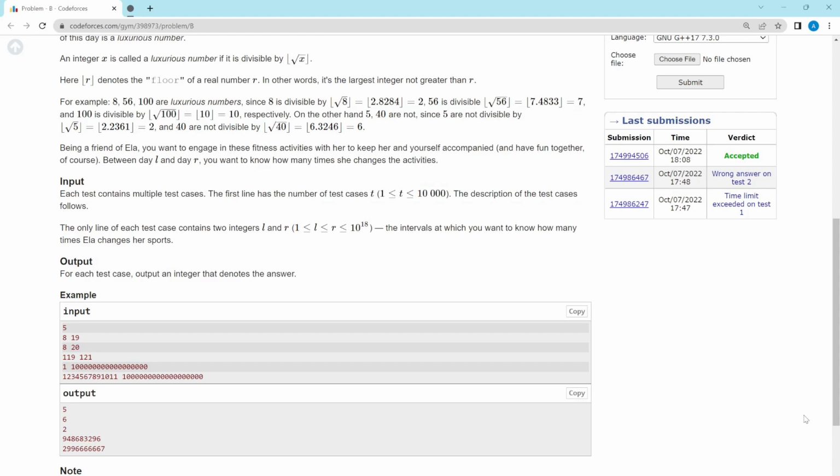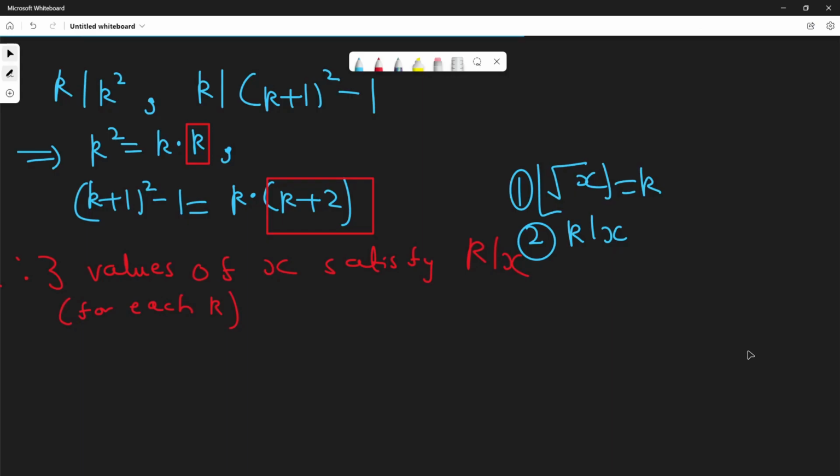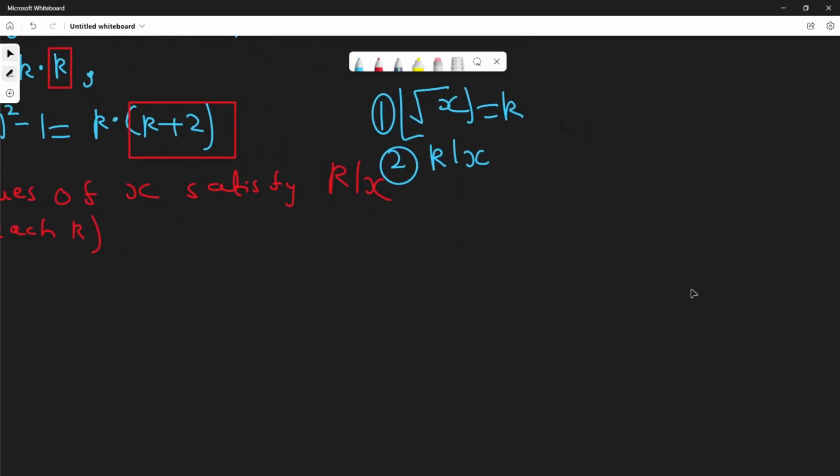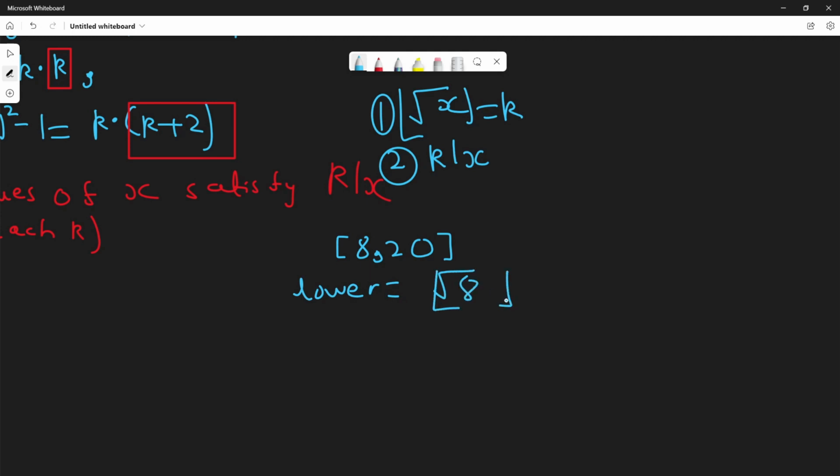So returning to the samples, let's understand how we can calculate the values of k. So let's take the range 8 to 20. We know that in the range 8 to 20 we are considering the values of k. The lower bound of k is basically the square root of 8, which is approximately 2, and the upper bound is going to be the square root of 20, which is approximately 4.